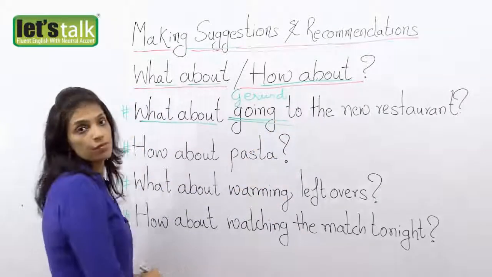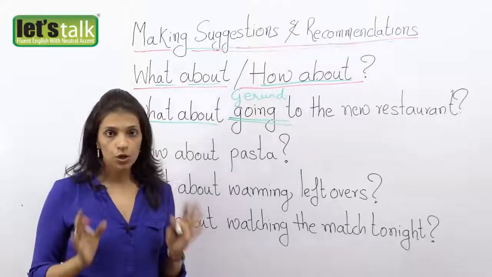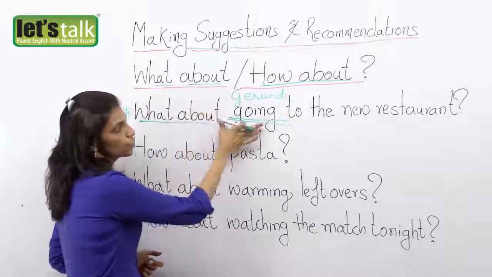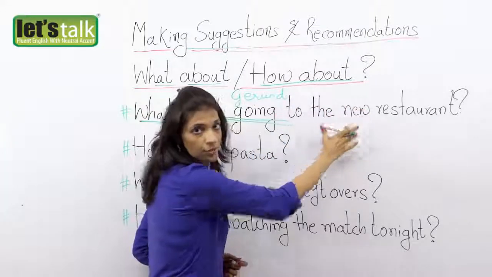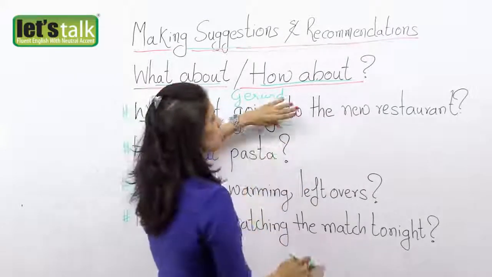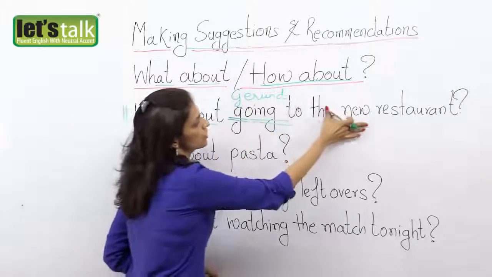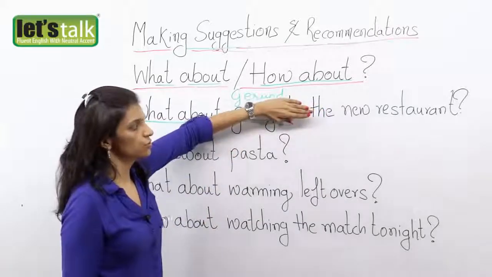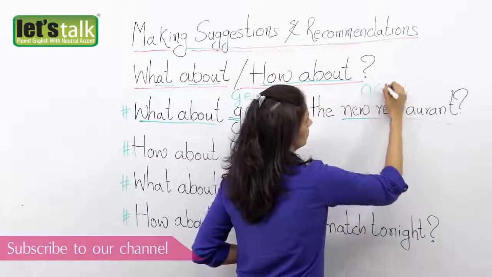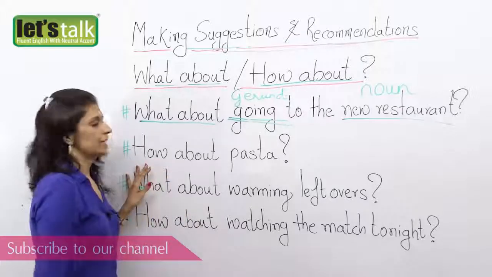Well, I hope you remember we've learned about gerunds. So gerunds are ing form of verbs, but they're actually not verbs. They are known as noun verbs. Okay, so you say what about going to the new restaurant? Okay, when you're making a suggestion, or you can even say what about the new restaurant? Okay, so you have two ways of saying it. What about going to the new restaurant or what about the new restaurant? You don't use the gerund, you can just use the noun.